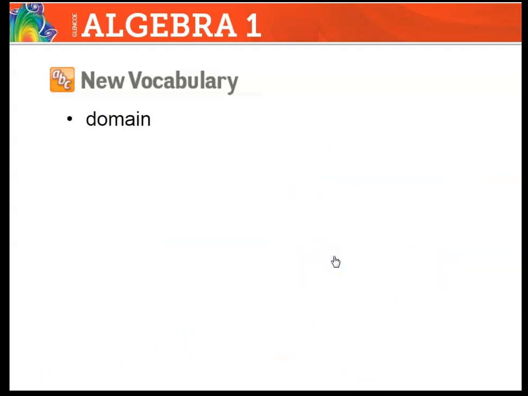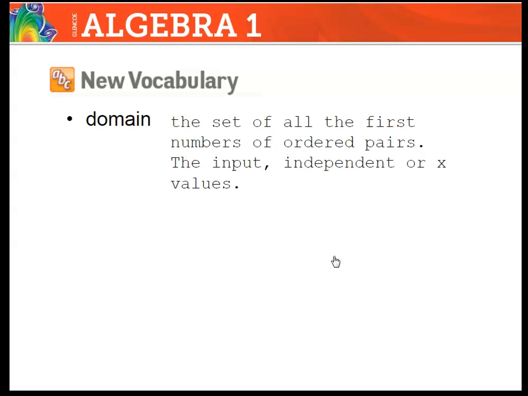Okay, we just saw it a little bit in our last slide, our domain. The domain is the set of all the first numbers of ordered pairs. That's the input, the independent, or the x values. So remember we said for an ordered pair, we had two values here. We had an x and we had a y. All the x values, so take all the x values, that is going to be my domain.